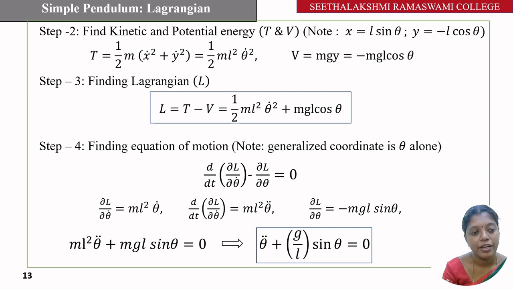So I find ∂L/∂θ̇ and d/dt of ∂L/∂θ̇, and ∂L/∂θ. From this I obtain the equation of motion as θ̈ + (g/L) sin θ = 0. This is obviously a non-linear differential equation. If you solve this differential equation, you will get θ with respect to time at different times. Once θ is known, you can find the position of the system very clearly, as I explained in the previous slide.